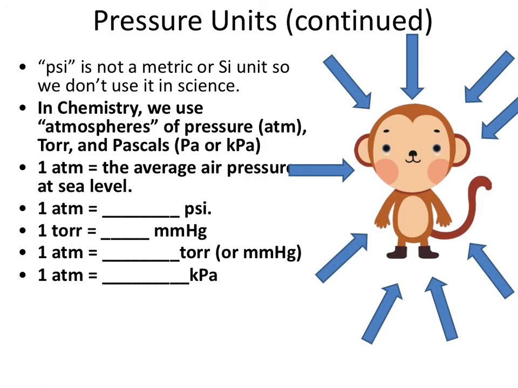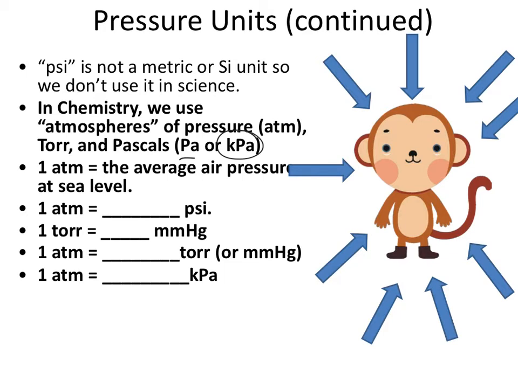So for us, PSI, because pounds is not an SI unit, inches are not an SI unit, we don't use them in science. So in chemistry, we're primarily going to use atmospheres, torr, and pascals, which we use Pa for. And typically we're going to deal with kilopascals because of how small pascals are.